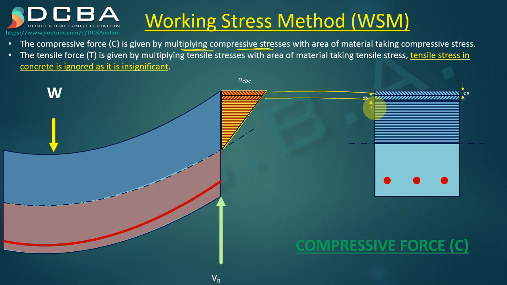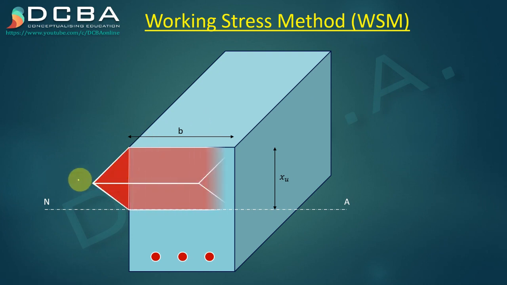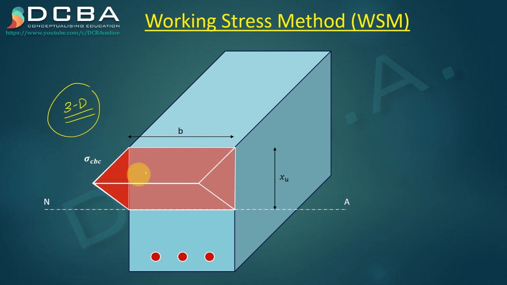So essentially what we are doing here is that the stress diagram is not a 2D diagram, but a 3D diagram. You can see this triangular stress diagram, and it is spread throughout the width of the beam. So one very important thing that you need to know is that the stress diagram is not a 2D diagram, it's a 3D diagram. Another thing, this stress diagram which is spread across the width of the beam is called the stress block. Okay, it's called the stress block.